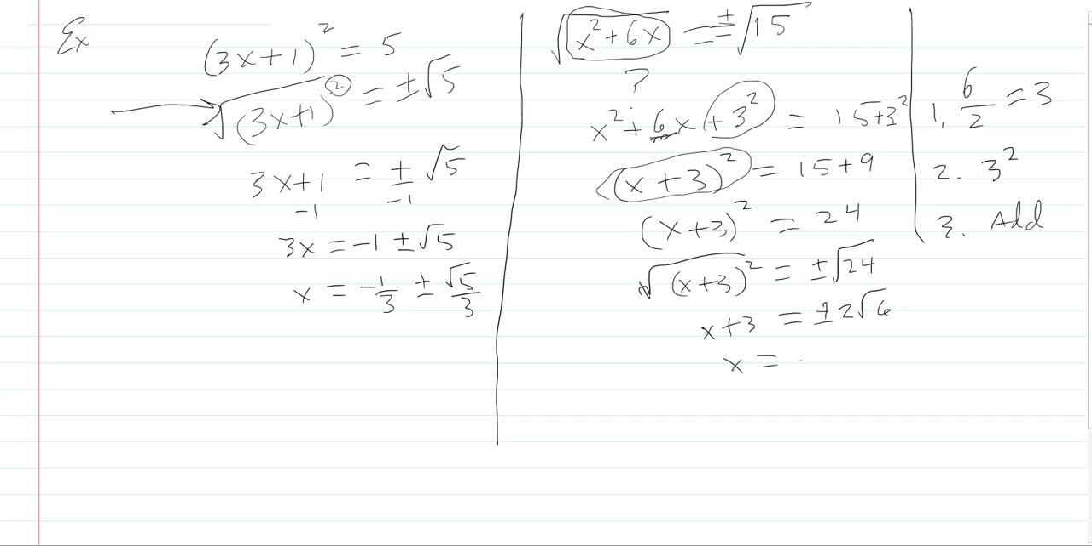And then finally you get negative 3 plus or minus 2 root 6. That's our answer. 2 answers, by the way. So this technique has a name. It's called completing the square.